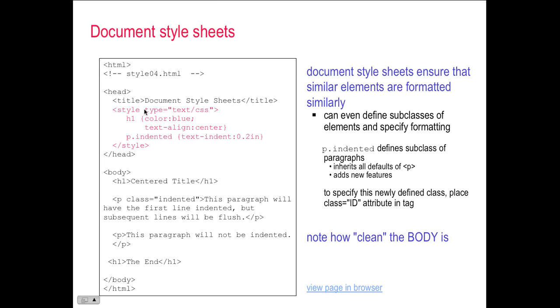So here we have the title, which belongs in the head, and then underneath it we have style type, and then we're setting the type of the style to text/css, saying we're defining a CSS style. And we're going to say H1, which is going to be our header number 1. It's going to be blue, and it's going to be centered. So we're changing the look and feel for it. And then we're going to say p.indented is going to be 0.2 instead of 0.5 spaces. And then we're closing the style.